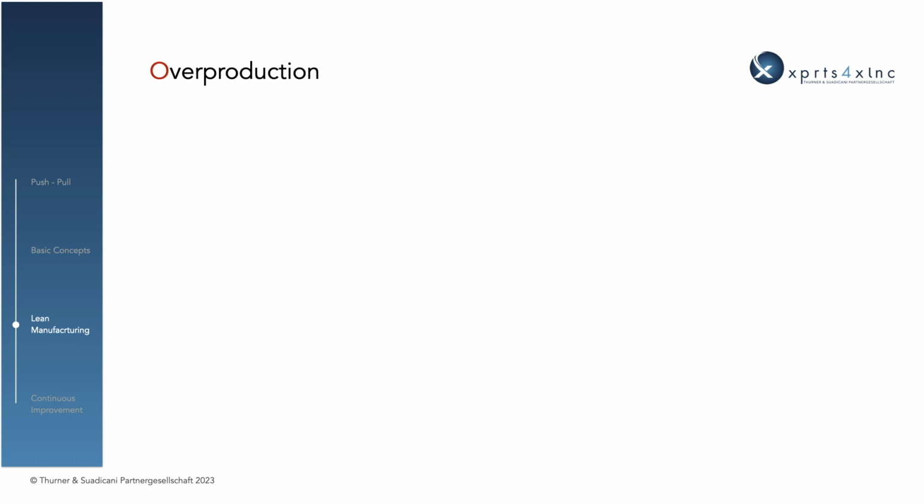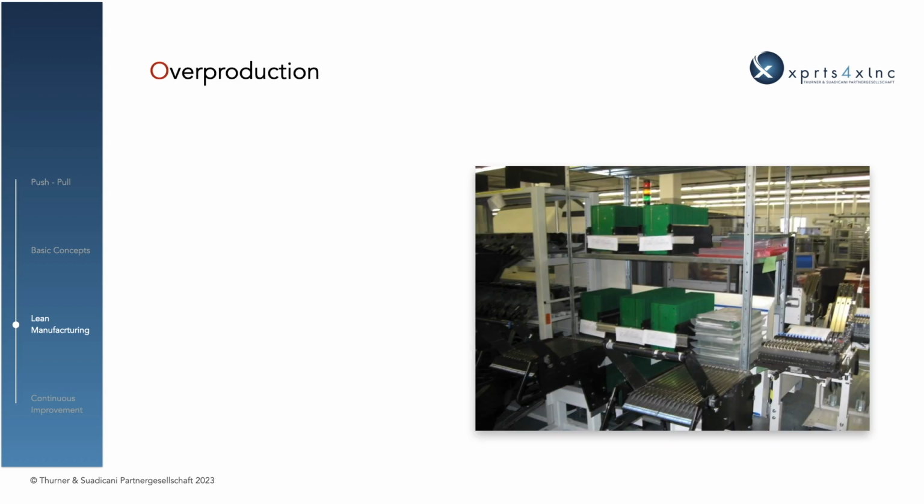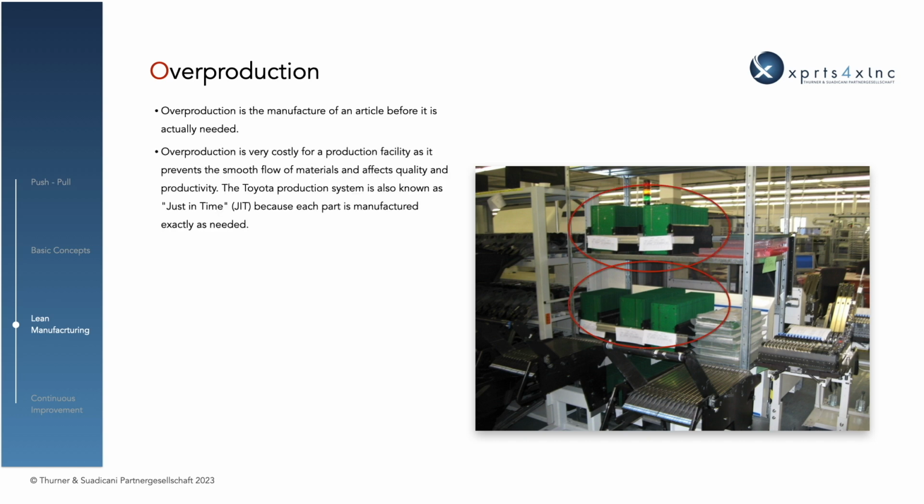Overproduction. Overproduction is the manufacture of an article before it is actually needed. Overproduction is very costly for a production facility as it prevents the smooth flow of materials and affects quality and productivity. The Toyota production system is also known as just-in-time, JIT, because each part is manufactured exactly as needed. The overproduction is called just-in-case. This leads to excessive throughput times and high storage costs and makes fault detection more difficult.